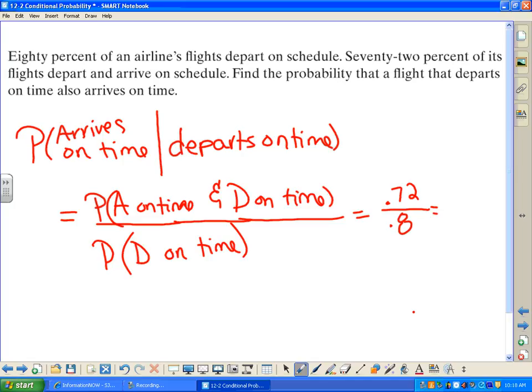So what are you going to get from this? Yeah, 0.9 or 90%, right? So it looks like that 90% of the flights, given that they departed on time, will also arrive on time. Okay? Does that make sense? Everybody see what's going on there? Okay. So far, so good. Everybody sticking with the conditional probability? Because up until now, I think it's been pretty good. But I'm ready to throw the curve at you.